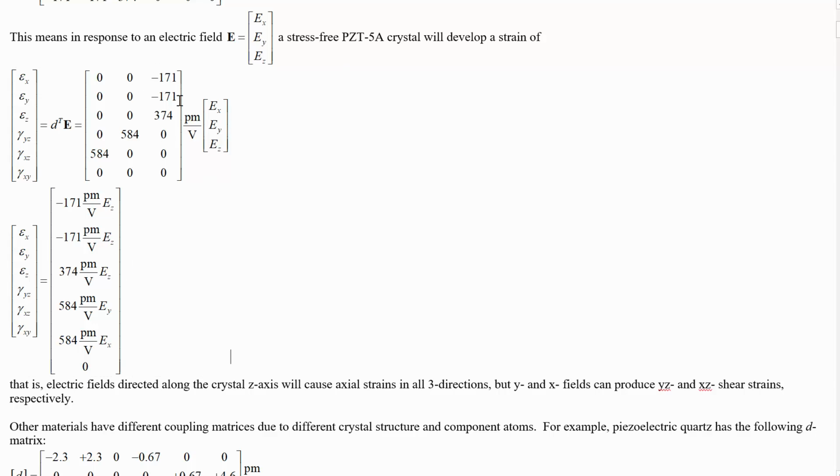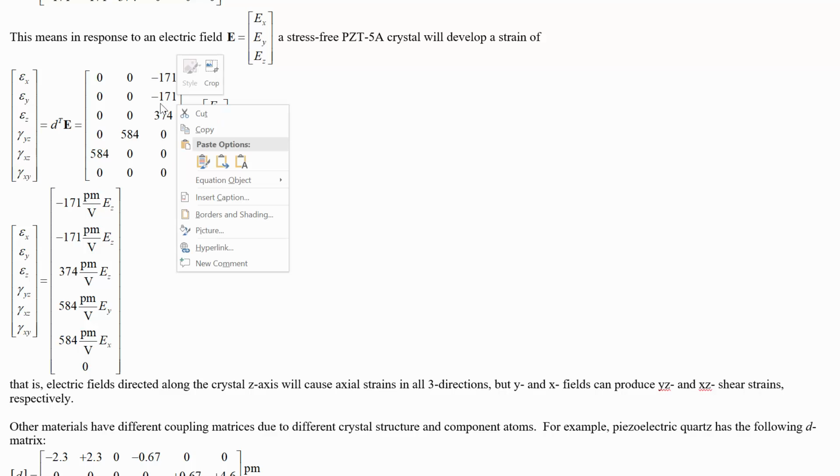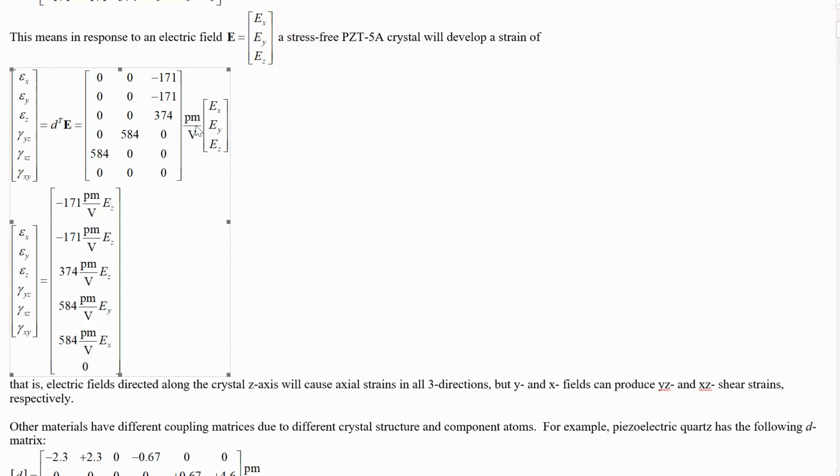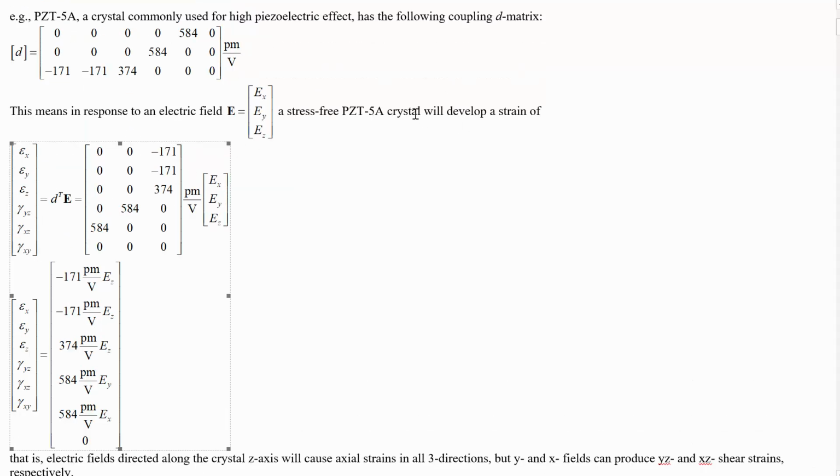EZ seems like, because of these components, the components in the first three rows are the ones that would tell you electric field is giving you axial strains. The components in the last three rows of D transpose would tell you that electric fields can create shear strains. So EZ creates only axial strains in an unconstrained piece of PZT5A.